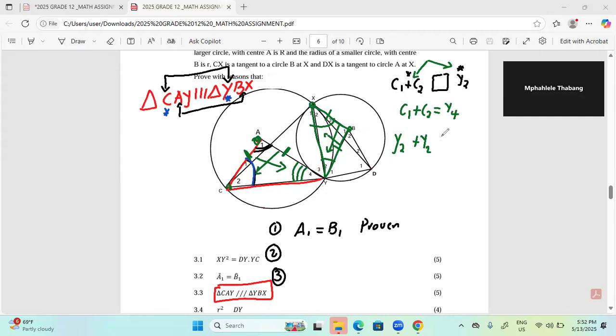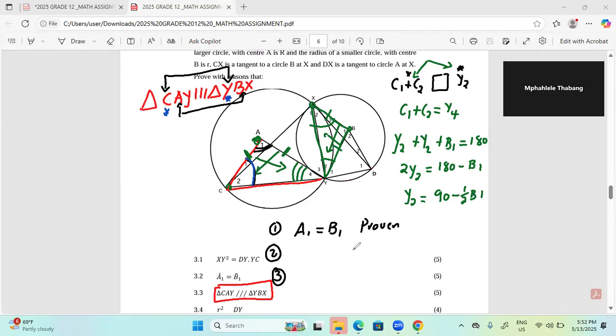And say plus b1 equals 180. This is the sum of angles in a triangle. So 2y2 equals 180 minus b1. Therefore, y2, if I divide both sides by 2, is 90 minus b1 over 2, which is half of b1. So this is my y2.